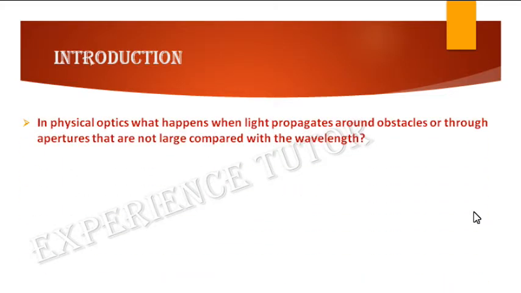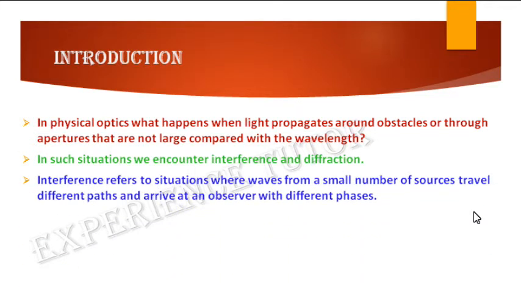In physical optics, we consider what happens when a light wave travels or propagates around obstacles or through apertures that are not large compared to the wavelength. So what will happen in this situation? We encounter interference and diffraction. Interference refers to a situation where waves from a small number of sources travel different paths and arrive at an observer with different phases. We'll get a clearer picture in coming slides when I explain interference in detail.